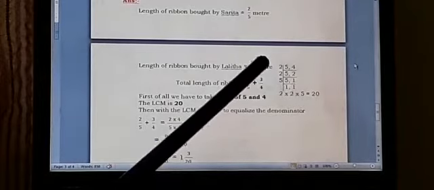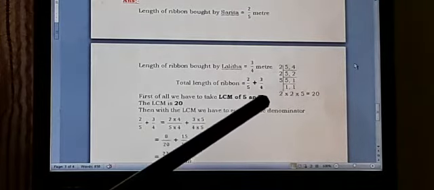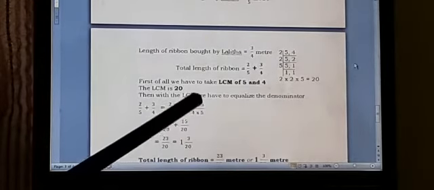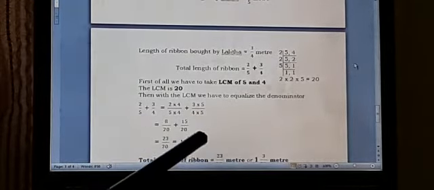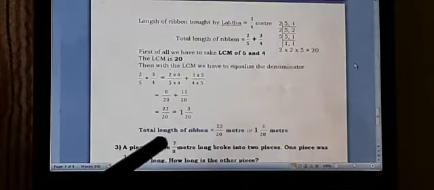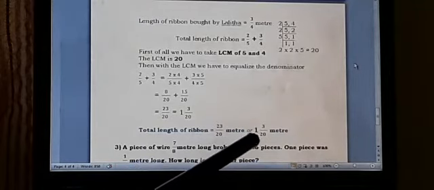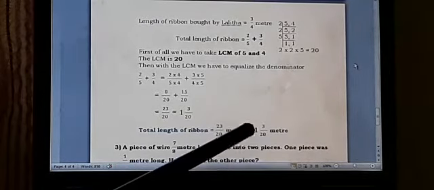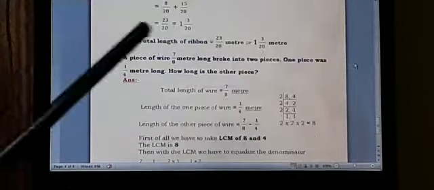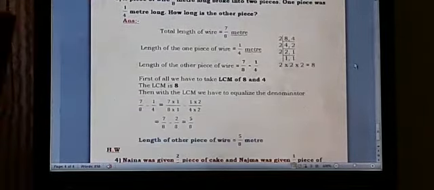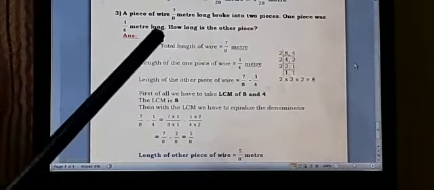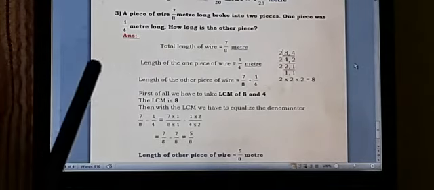So here also we have unlike fractions. We have to take the LCM of 5 and 4. The LCM of 5 and 4 is 20. With that 20 we have to equalize the denominator. Then we will get the answer. So the total length of ribbon is 23 by 20 meter, or the mixed fraction answer we can also write, 1 3 by 20 meters.